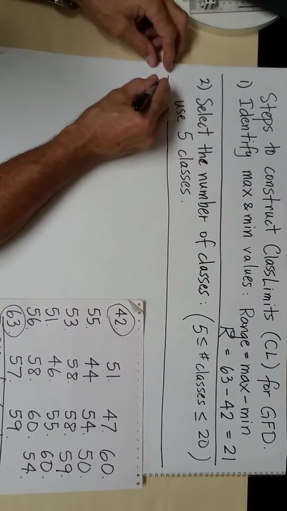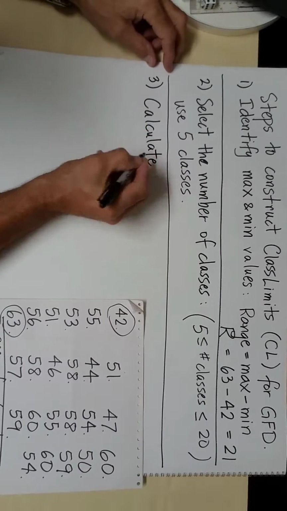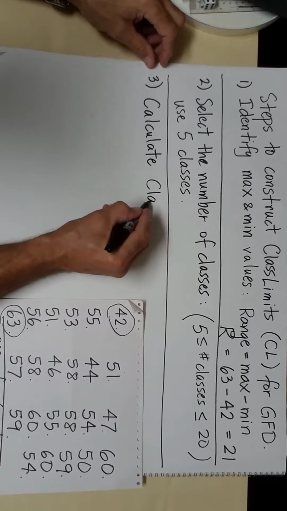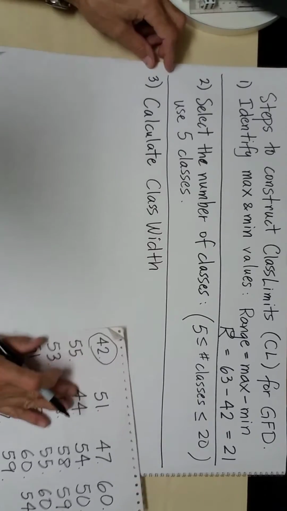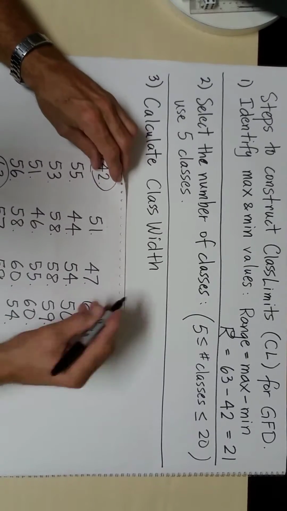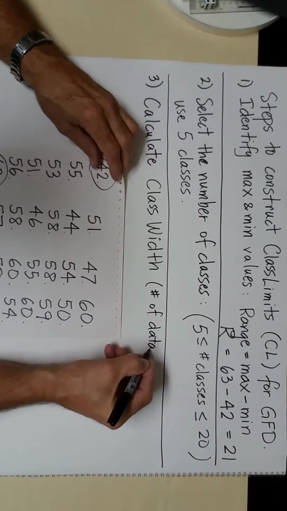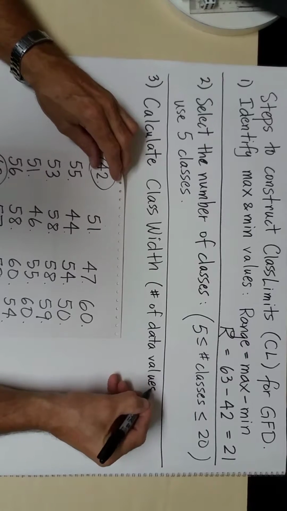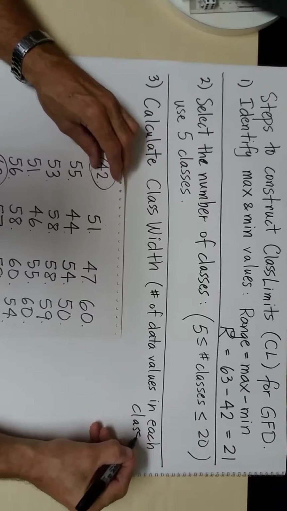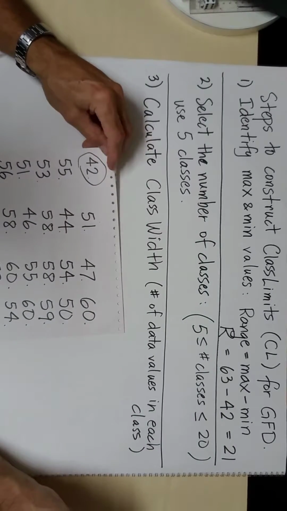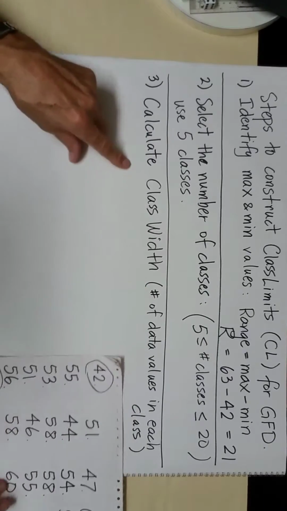Step 3, you need to calculate what is referred to as class width. Class width refers to the number of data values in each class. Now we're going to calculate this. We don't choose this, we calculate it.